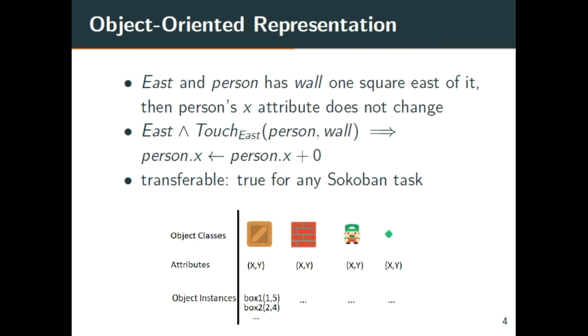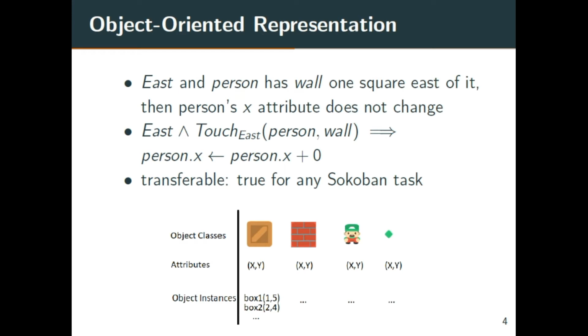object-oriented representations, where the aim is to learn conjunctions over logical statements that map to effects over object attributes. For example, we might learn that whenever the agent takes the action east, and there's a person with a wall object 1 square east of it, then that person's x attribute does not change.